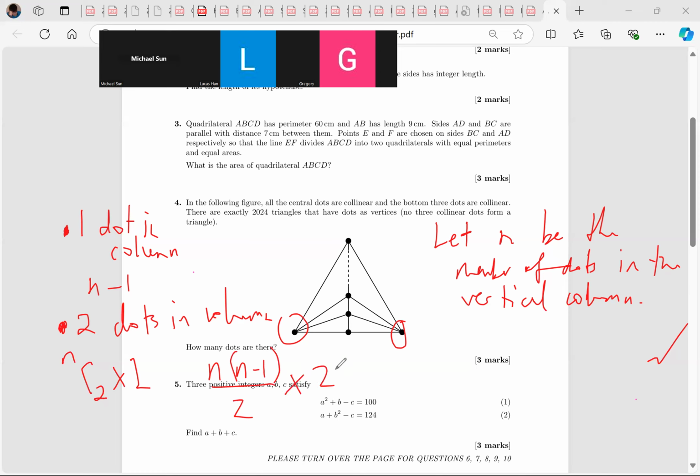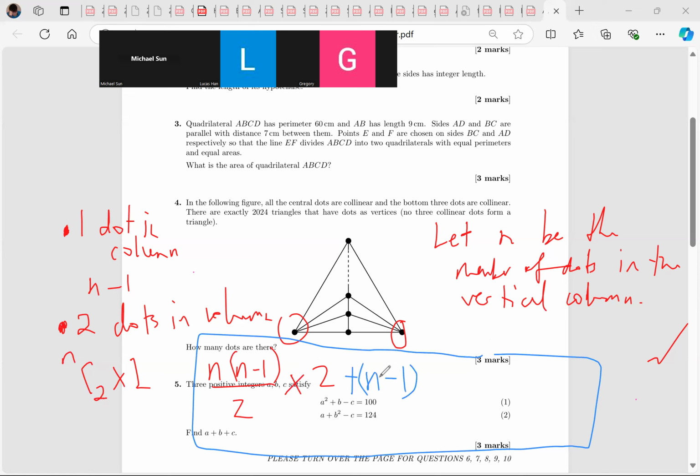Now what we want is that total plus n minus one to equal, what is it, 2024? Can't you simplify that? First of all, it's n times n minus 1 divided by 2, times 2, right? So it becomes n times n minus 1 plus n minus 1. So then it becomes n plus 1 times n minus 1. Is that what you did?